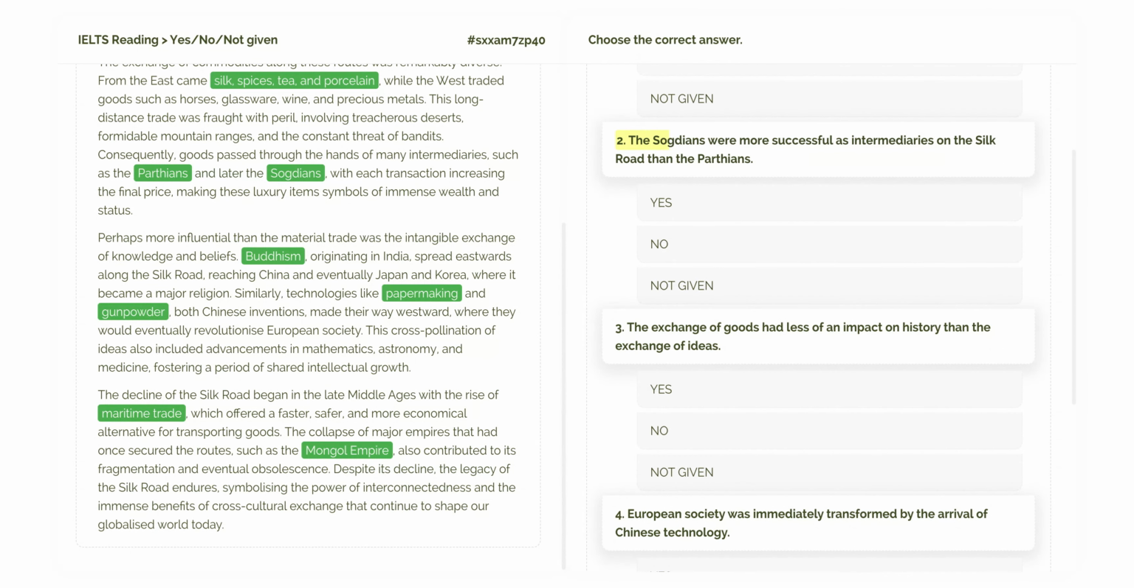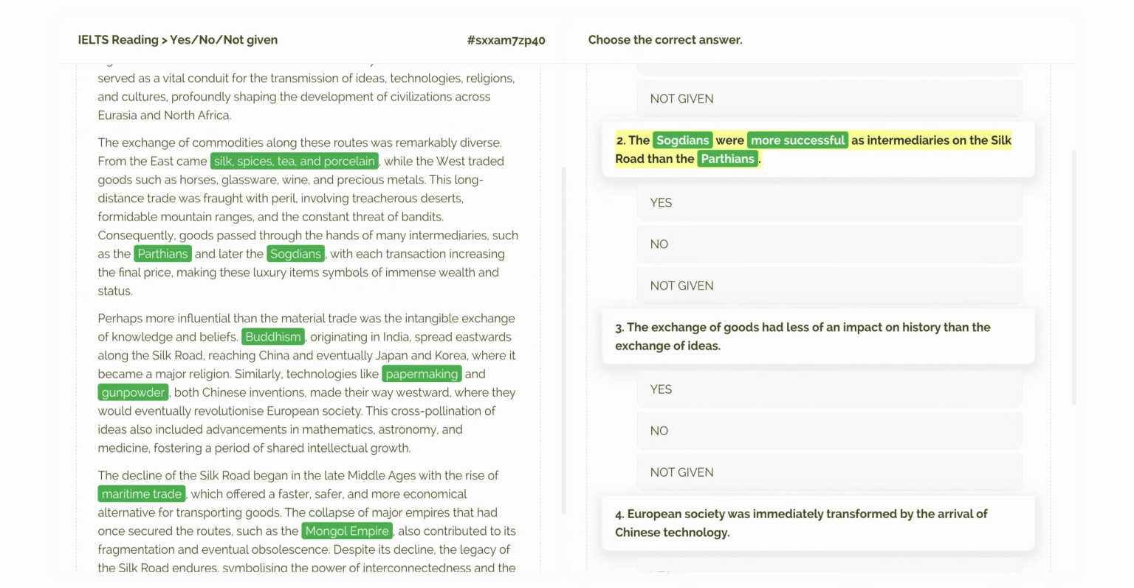The Sogdians were more successful as intermediaries on the Silk Road than the Parthians. This question compares two groups, the Sogdians and the Parthians. It says one group was more successful than the other. We need to find where both groups are mentioned and see if there's a comparison of their success. I remember seeing these names in paragraph 2. Let's check there. Remember, yes means the text makes this comparison and agrees.